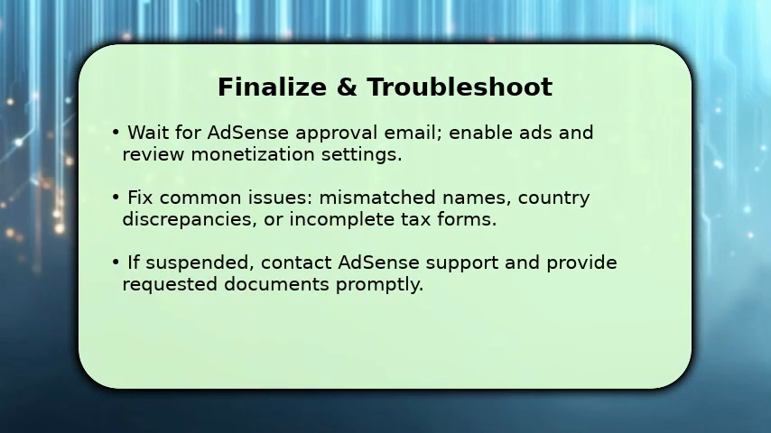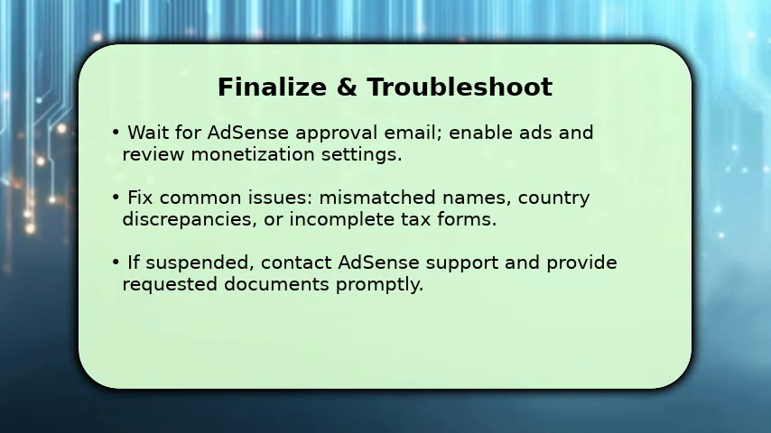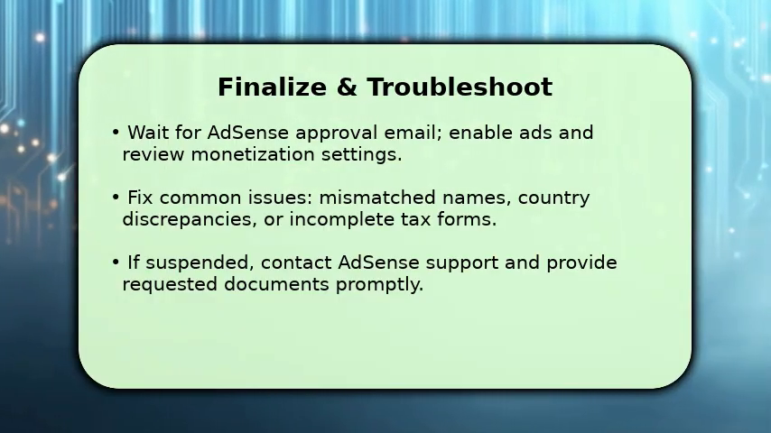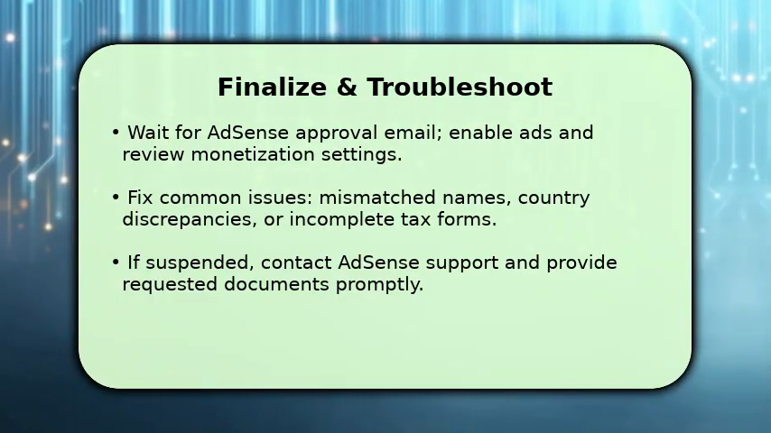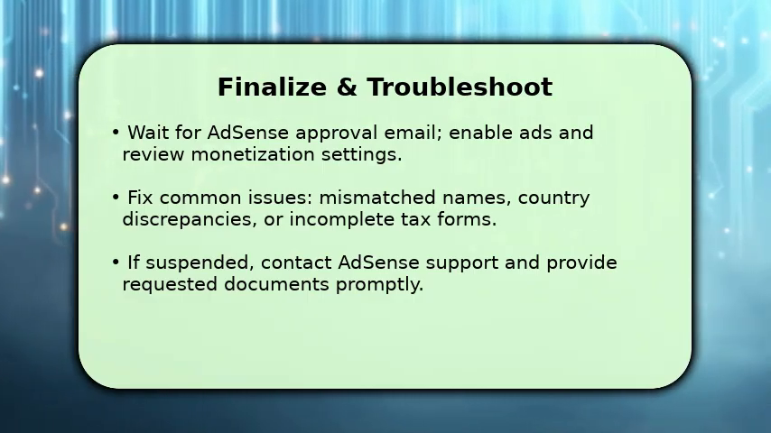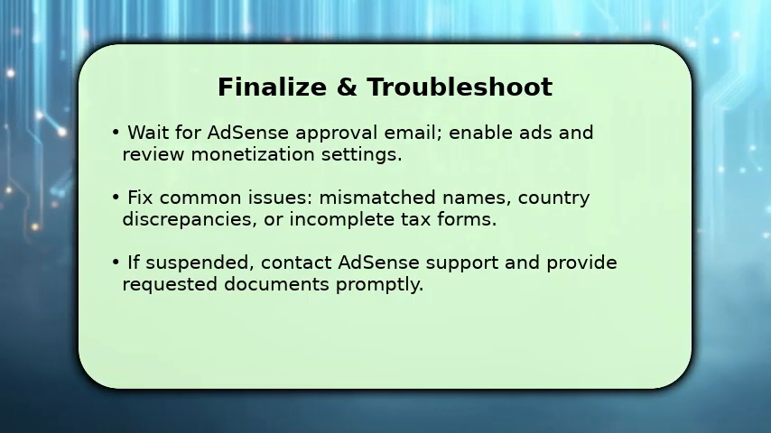Finally, finalize by checking monetization status in YouTube Studio. Enable ad types you want and confirm channel meets policy requirements. If approval is pending, monitor email for AdSense verification steps and PIN mailer. Enter the PIN when it arrives.